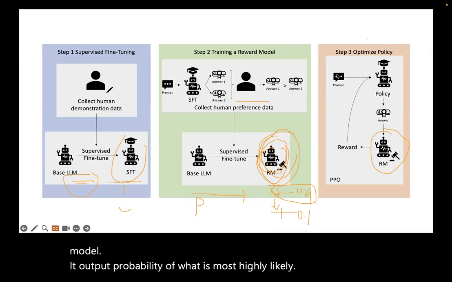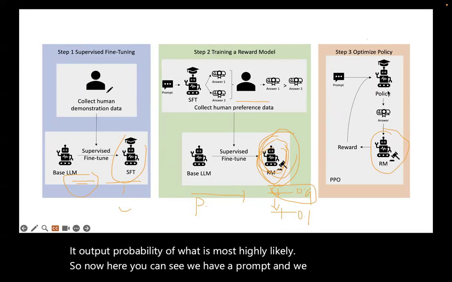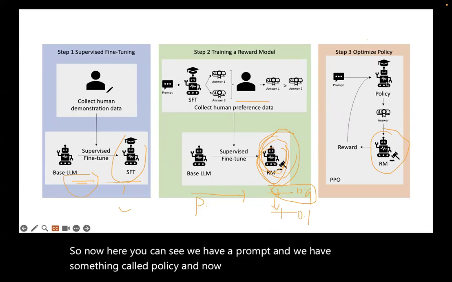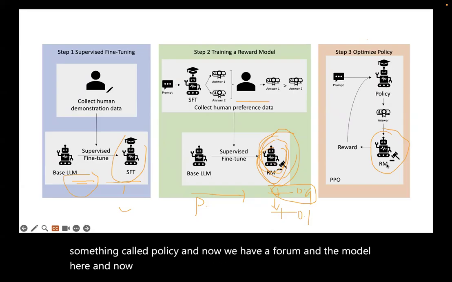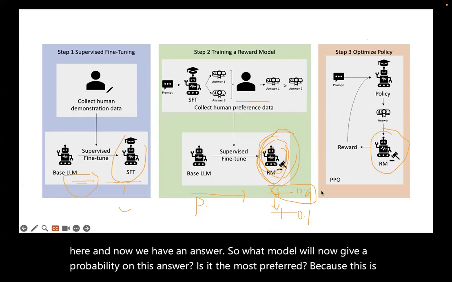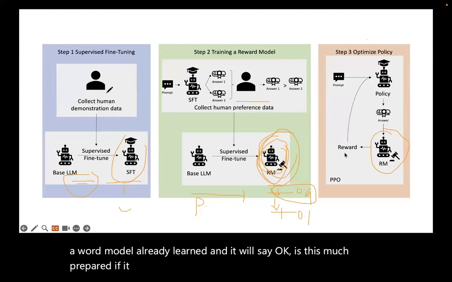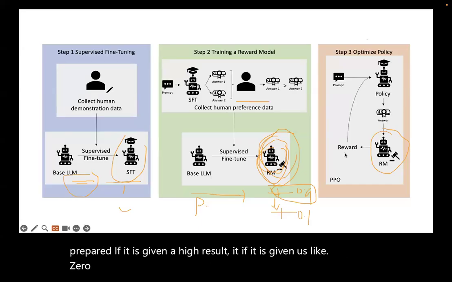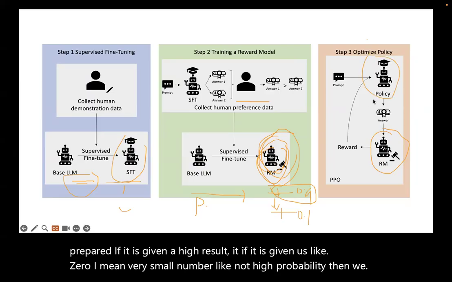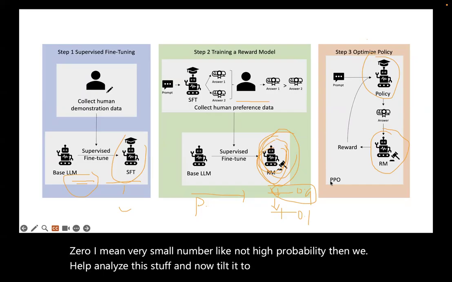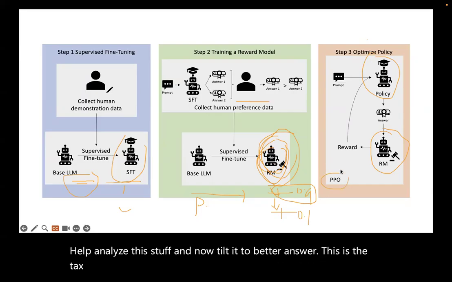Now here you can see we have a prompt and something called the policy. We have a prompt and the model here, and now we have an answer. The reward model will now give a probability on this answer. Is it the most preferred? Because this is a reward model already learned, it will say whether it is most preferred. If it is, it gives a high result. If it gives a very small number, not high probability, then we penalize this and tilt it toward a better answer. This is the text of what we call the PPO algorithm.